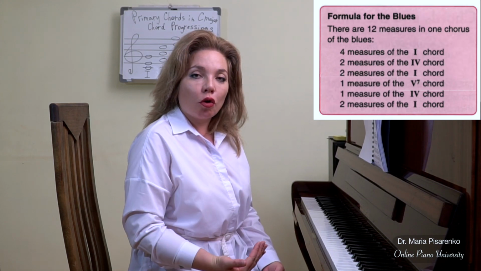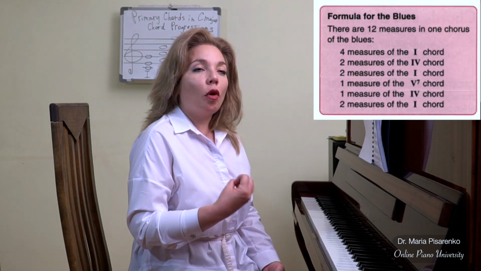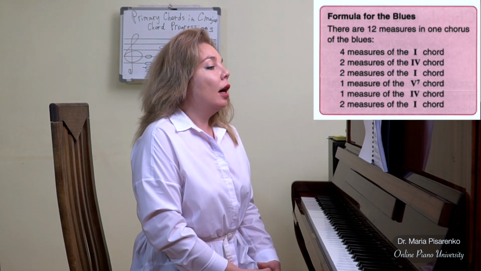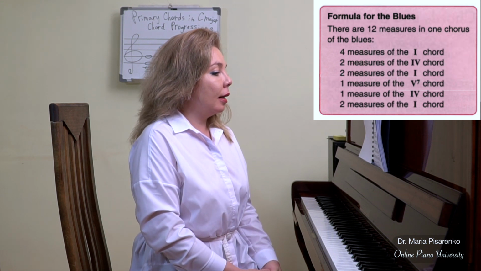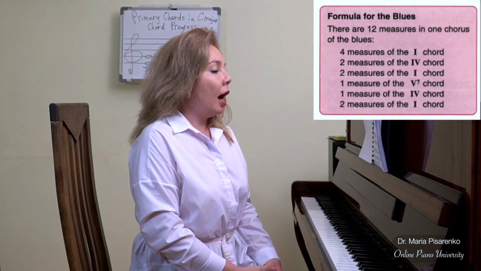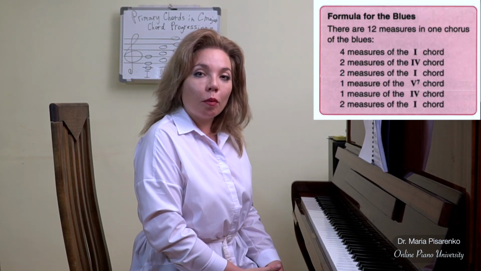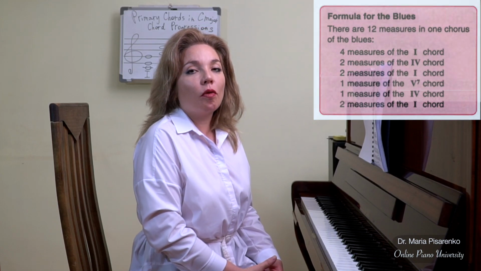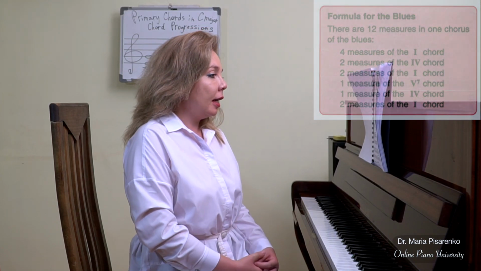Remember, we are using our Roman numerals for our primary chords. We are using 1, 4, and 5. And we can look at the song right now, and you will see our blues harmonic progression, 12 measures of the progression here in the song.